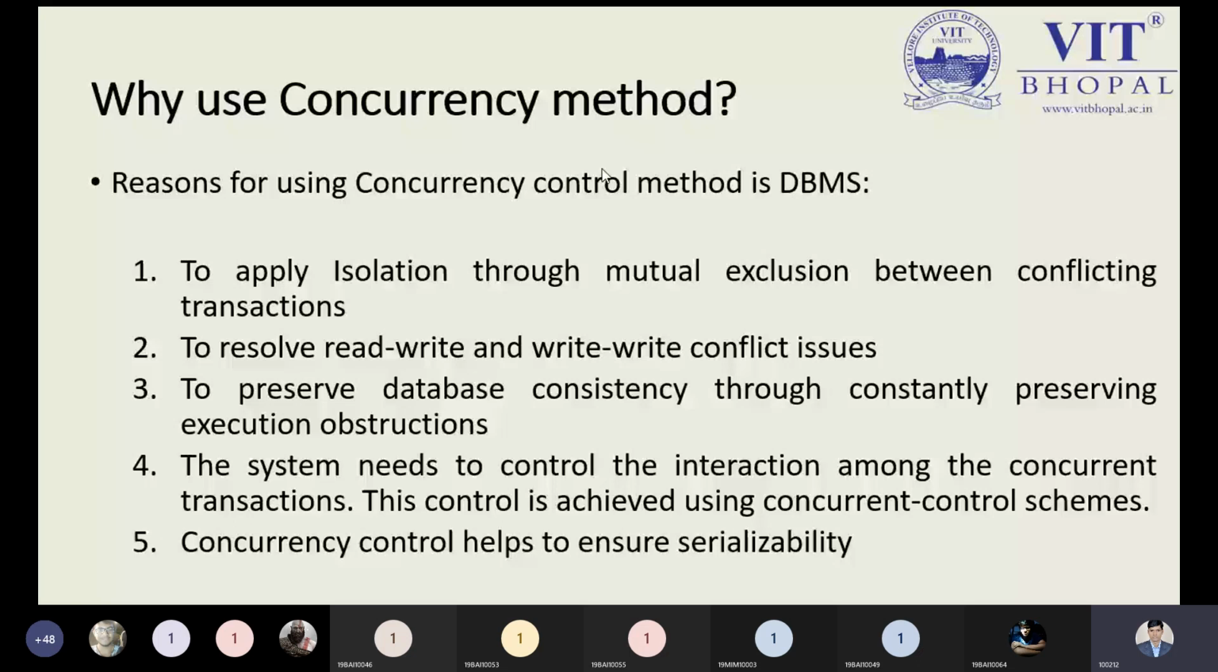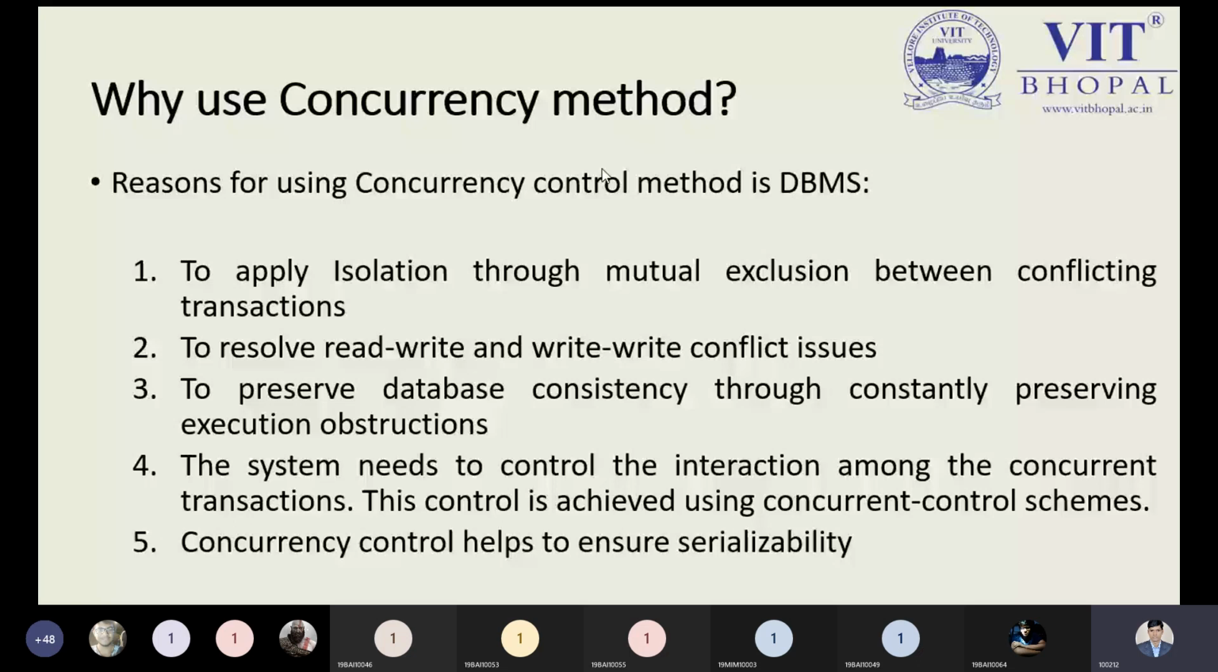the system needs to control the interactions among the concurrent transactions. This control is achieved using concurrency control schemes. As I told you so many times, the system is required to control the interaction among the concurrent transactions. Why? Because we have multiple transactions, not just T1 and T2, we can have T1 to Tn transactions. So when we have multiple transactions, how can we manage all of them by maintaining concurrent execution?